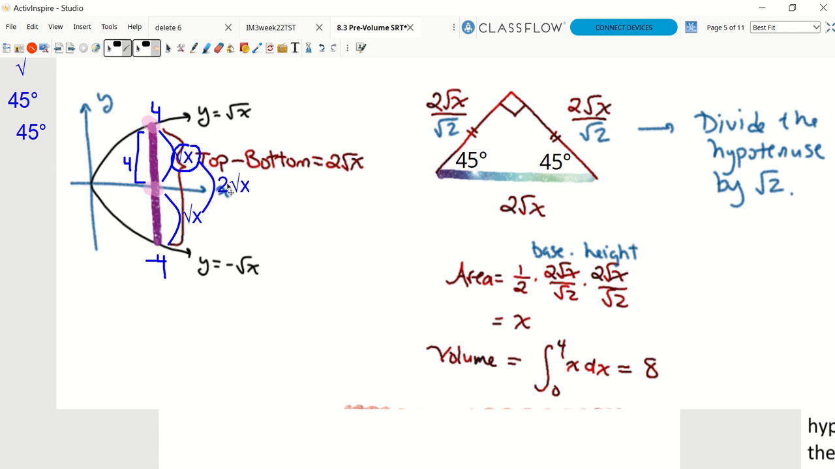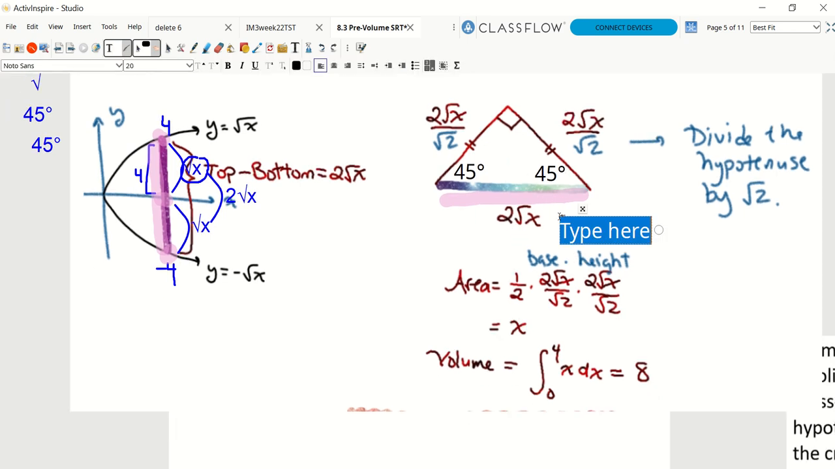Your total distance is 2 times root x for top pink to bottom pink, excluding middle pink. Does that make sense? Okay. So your base is going to be 2 root x for your base. Are we good? Okay. Now, this is your large side. Okay.